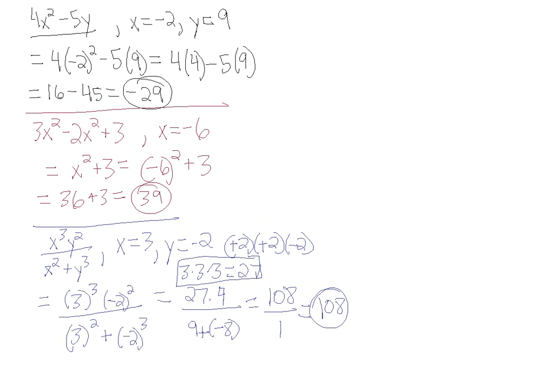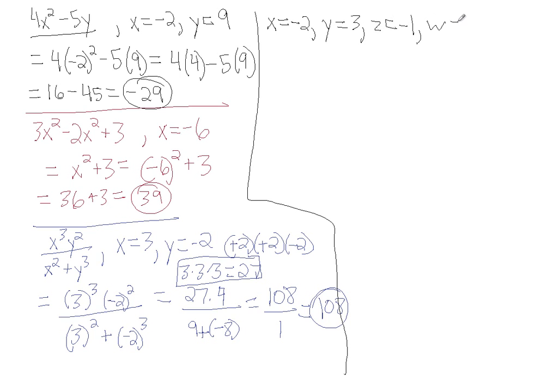Let's say we have the following values for the following variables. Let's say we have x equals -2, y equals 3, z equals -1, and let's say we have w equals 5. Don't get excited about seeing the variable w. It's simply a placeholder just like any other variable. We can use any letter, English alphabet, Greek alphabet, what have you. Okay, let's evaluate the following expressions.